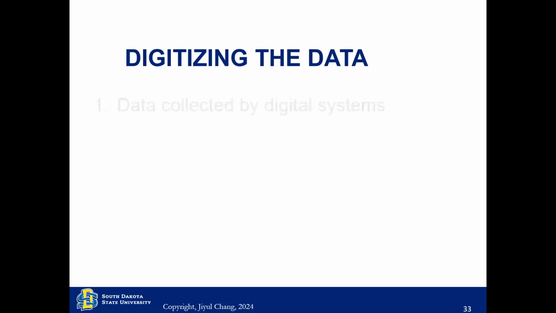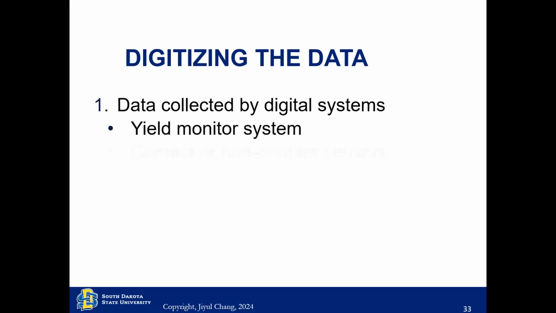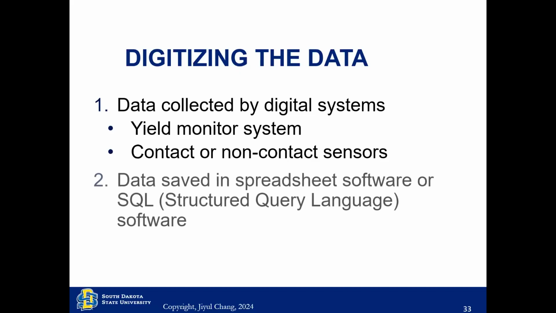Then I will talk about digitized data. Digitized data is the data collected by the digital system, and the most common ones are the yield monitor system and contact and non-contact sensors. So we can collect the data from the field without going there. The second thing, we need to save all this data in spreadsheet software or SQL software and upload all this data into the cloud system. Then the cloud system analyzes the data, and finally digitizes a map. So these are the common digitized data.